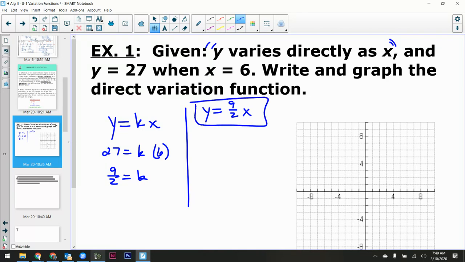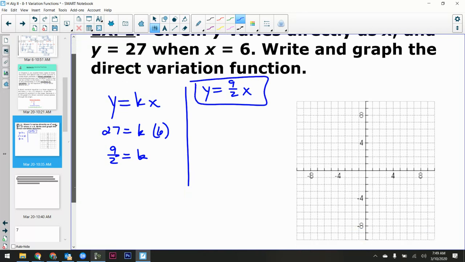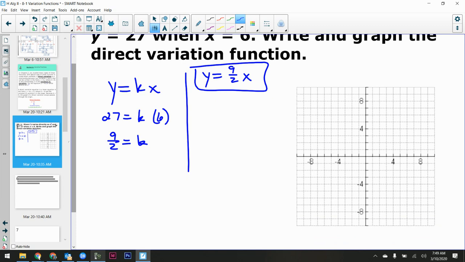So there's my equation. There's my function. We know that if it's a direct variation, it must run through (0, 0). Plot that point, right? And then 9 halves is the slope. That's why I asked you to write it in fraction form. Up 9 over 2, or I could go down 9, left 2. So there is my direct variation, that was a good line. That make sense? Good. Try one on your own here.